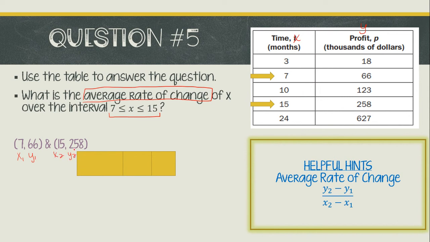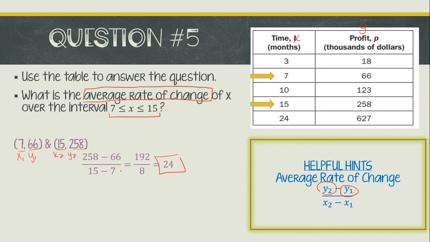And now that I have all of that done, I can go ahead and plug in my pieces. So my y2, that's that first spot here, that is the 258. My y1, that is my 66. So 258 minus 66. And then in the denominator, I do the same thing with my x's. So x2 minus x1, so 15 minus 7. Once I simplify that, the numerator turns into 192, and my denominator turns into 8. And we just divide.